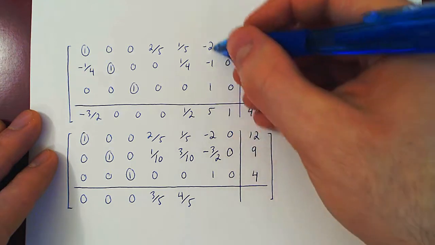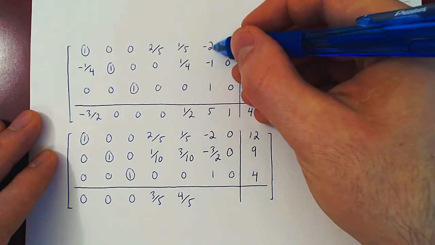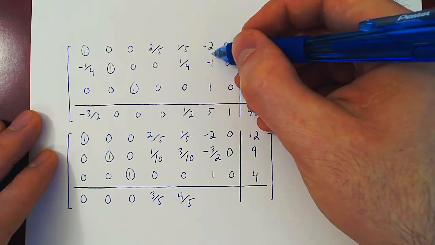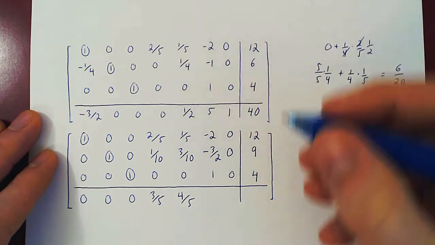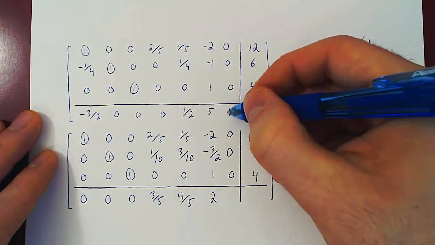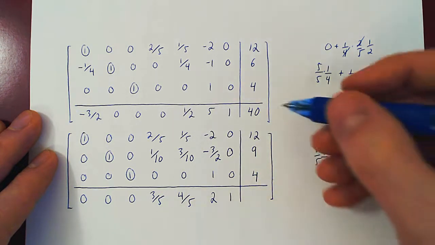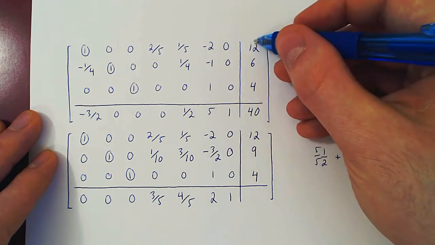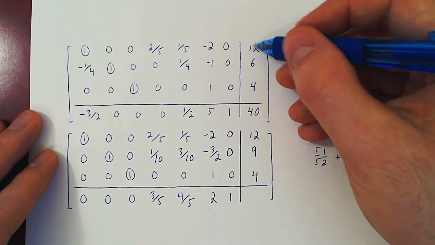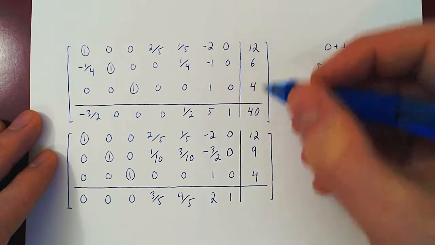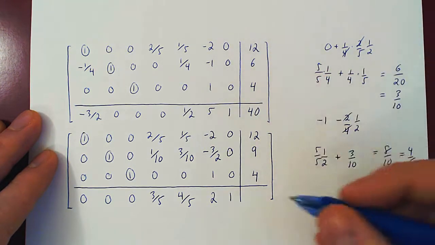5 plus 3 half times negative 2. Well, 3 half times negative 2 is negative 3. 5 minus 3 is positive 2. 1 plus 3 half times 0 is 1 plus 0, 1. And 40 plus 3 half times 12. Well, 12 over 2 is 6 times 3 is 18. 18 plus 40 is 58.